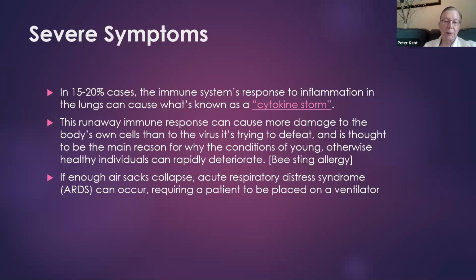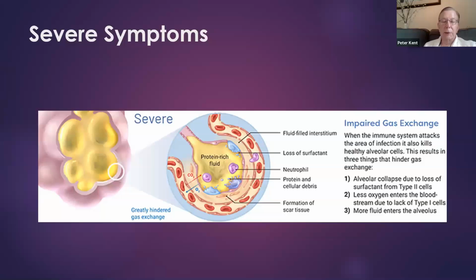So if enough of the air sacs collapse, you get acute respiratory distress syndrome, ARDS. And this can cause you to get put on a ventilator. So this is when it starts to get severe. Your air sacs are now filled up with a protein-rich solution that's got a lot of trash in it, and the trash is coating the walls, making it impossible for oxygen to go through or carbon dioxide to come out. And you are in trouble. The first solution is to try to put you on oxygen, then on pressurized oxygen, and then on a ventilator.